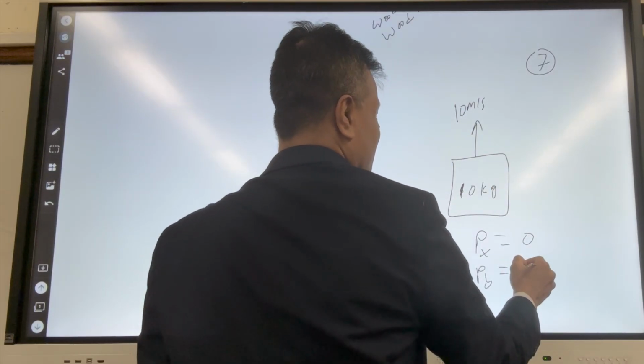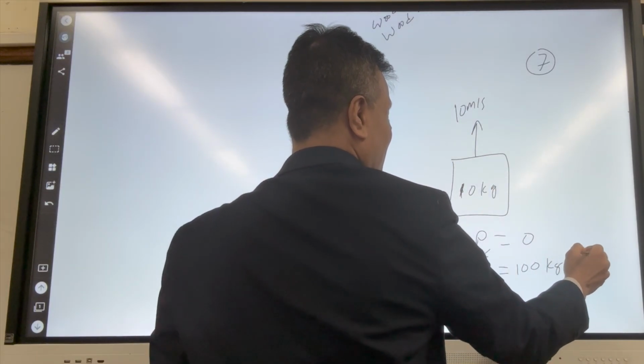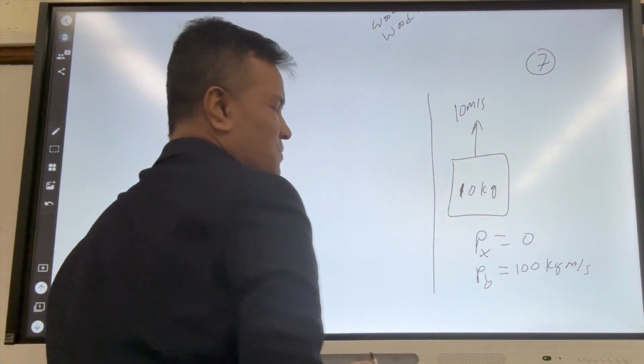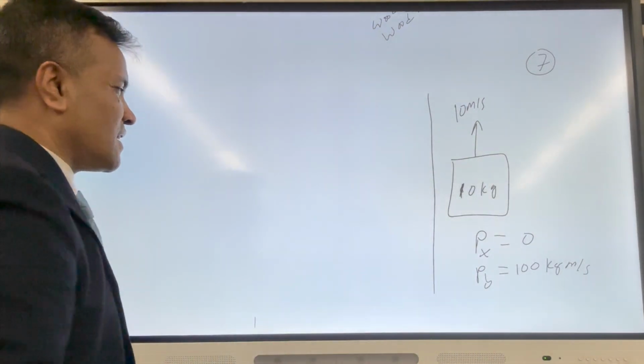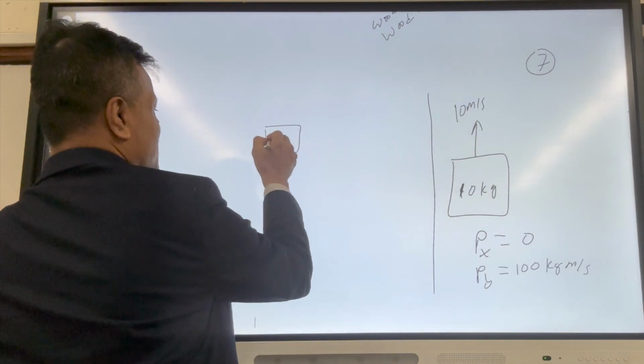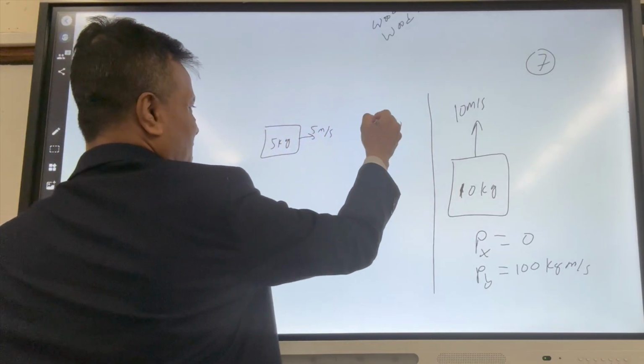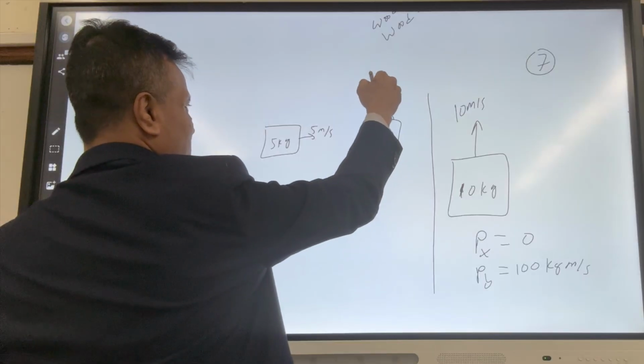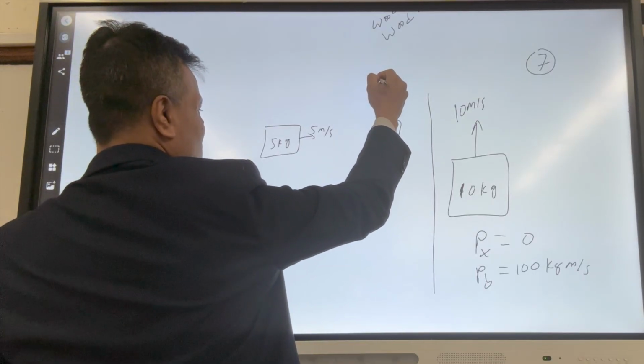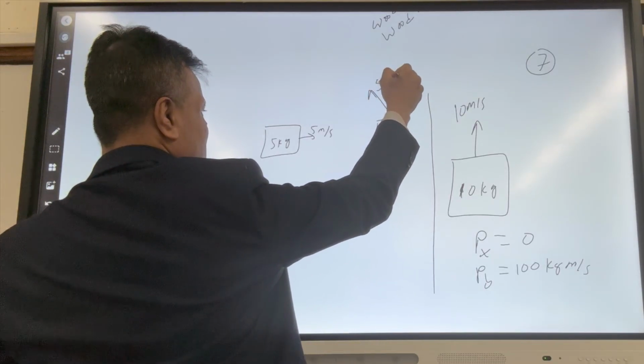10 times 10, 100 kilogram meter per second. Now, what do you do? You throw the grenade in the air, and it breaks into 2 pieces. This one is 5 kilogram and moves at 5 meters per second, and this one is 5 kilogram and moves in a different direction, based on the information you give.